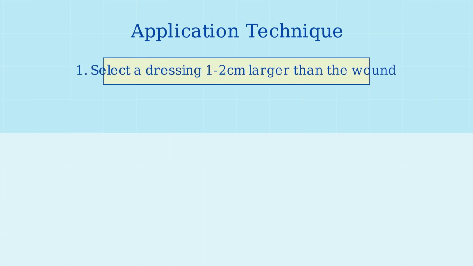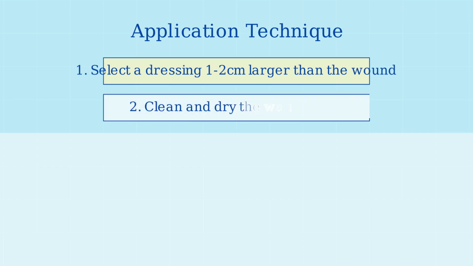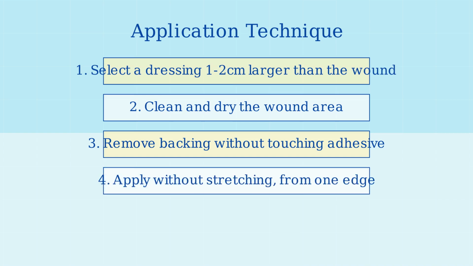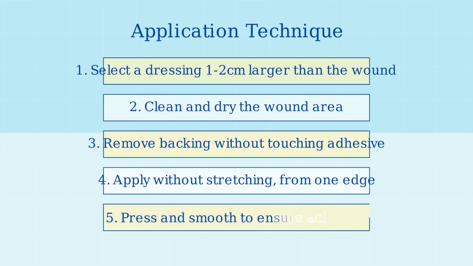Proper application of hydrocolloid dressings involves several key steps. First, select a dressing that extends 1 to 2 centimeters beyond the wound edges. Clean the wound with saline or prescribed solution and ensure the surrounding skin is dry. Carefully remove the backing without touching the adhesive surface to maintain sterility. Apply the dressing without stretching, starting from one edge and smoothing toward the opposite side. Gently press and smooth the dressing to ensure proper adhesion to the surrounding skin. When applying hydrocolloid dressings, keep these important tips in mind.